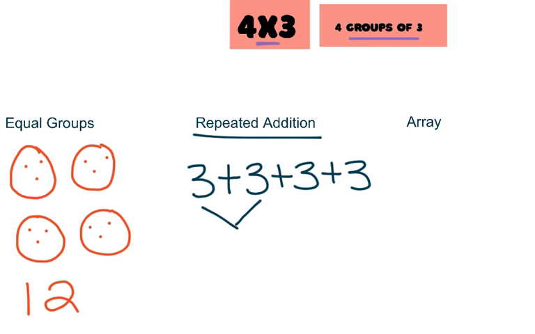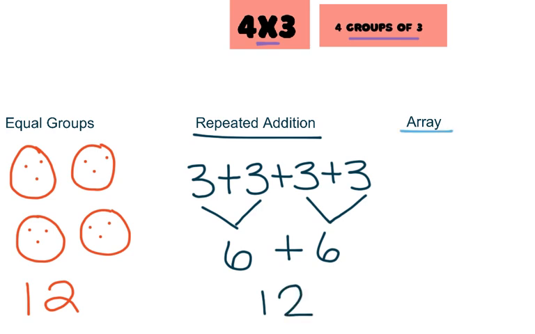I'm going to put these carets to make sure I do not miss any of my add-ins as I am finding my repeated addition sentence answer. So we have 6 plus 6, and that also gives me 12. Our last strategy is the array.